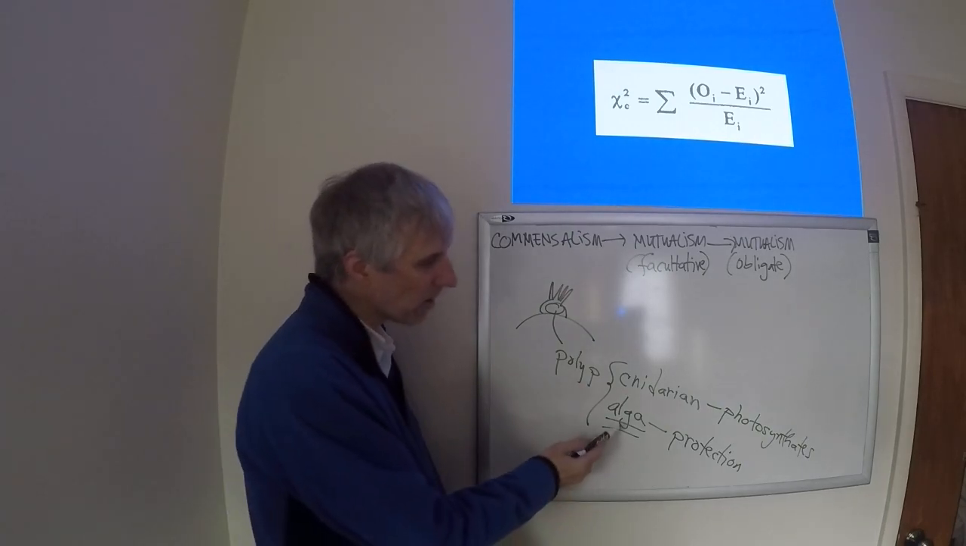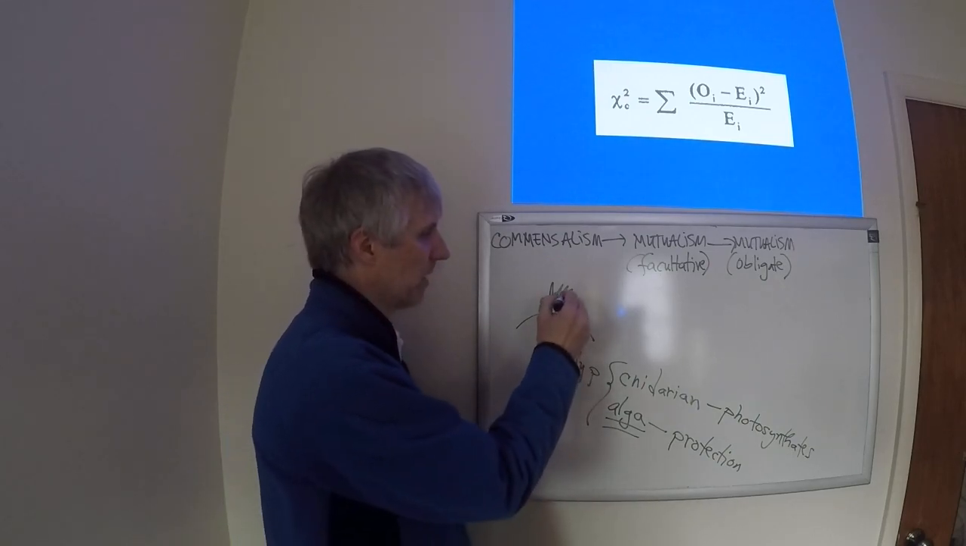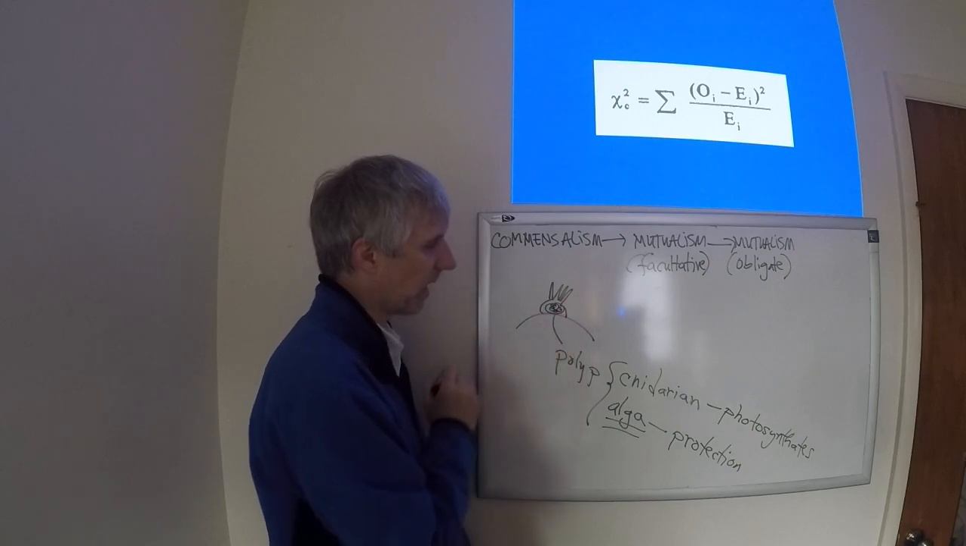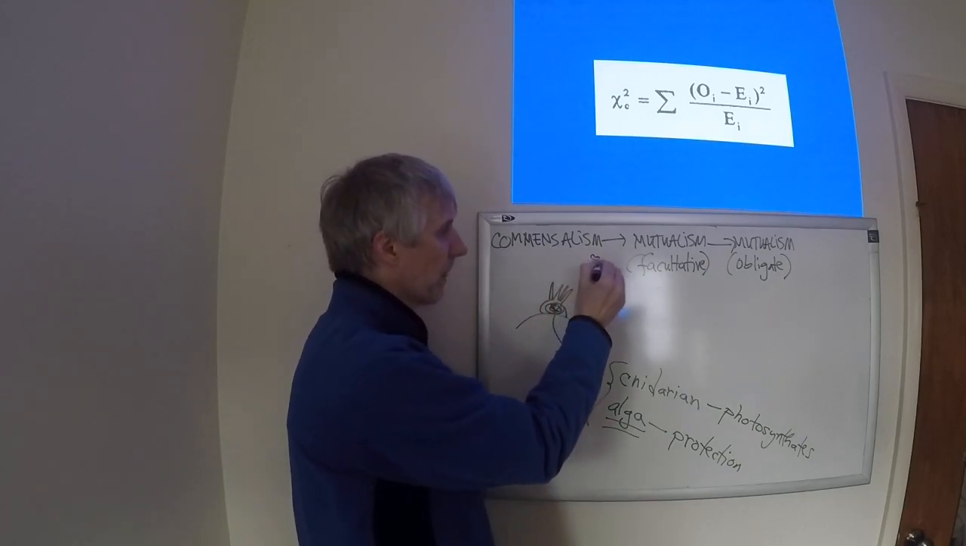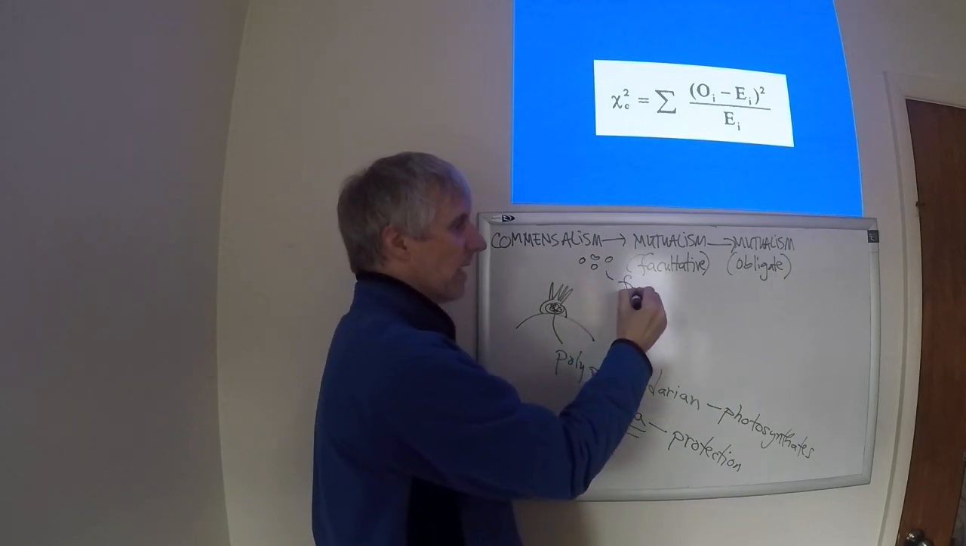Now, from the alga's perspective, this is a facultative mutualism. If the algae that are inside that coral polyp are ejected and end up out here, they can be free living.